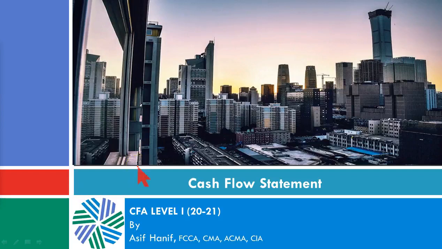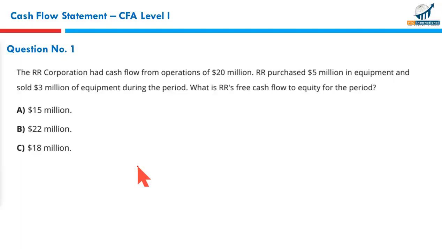Our next reading is cash flow statement, and there are a total of 90 plus questions in this reading, so we will do them all. First question: the RR Corporation had cash flow from operations of 20 million. RR purchased 5 million in equipment, long-lived assets, and sold 3 million of equipment during the period. What is RR's free cash flow to equity for the period?